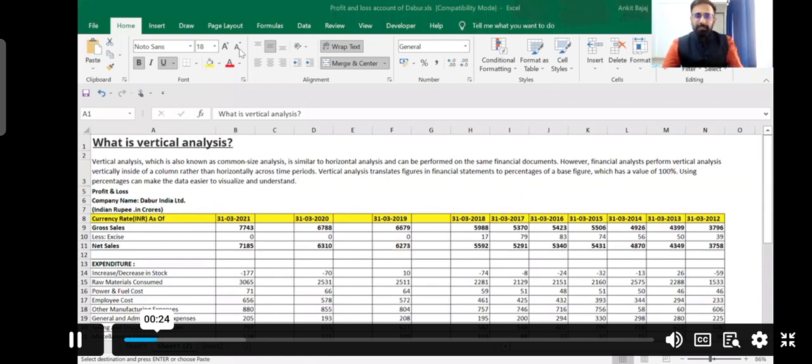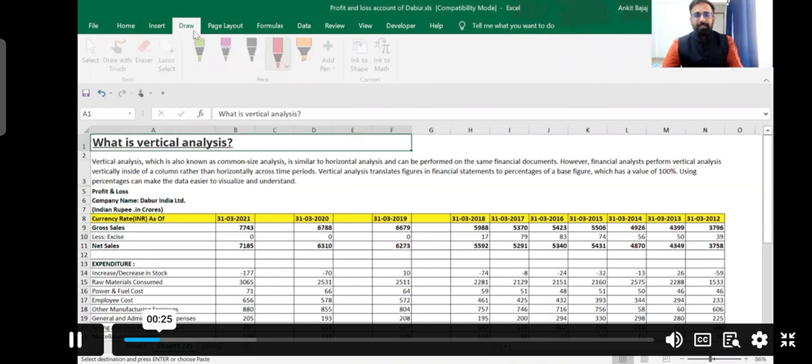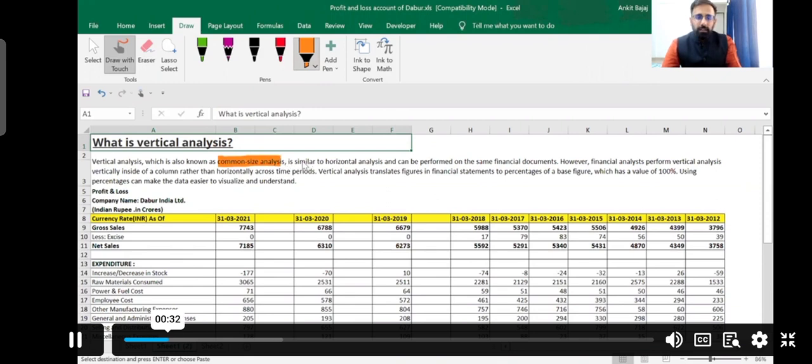Quickly, we will read the definition. We have already read it, I know, but for your understanding, we will read it quickly. Vertical analysis, which is also known as common size analysis, is similar to horizontal analysis and can be performed on the same financial document. This is talking about the same year. However, financial analysts perform vertical analysis vertically inside the column rather than horizontally. We will be taking a single column instead of multiple columns.